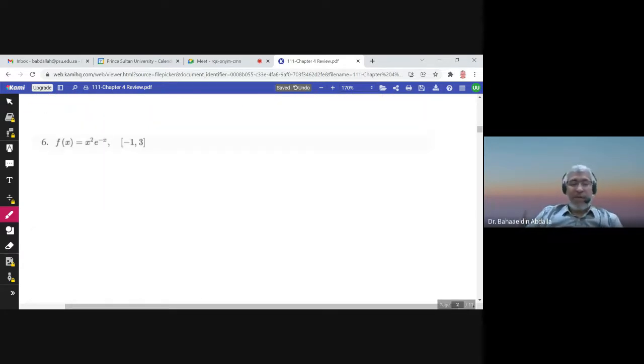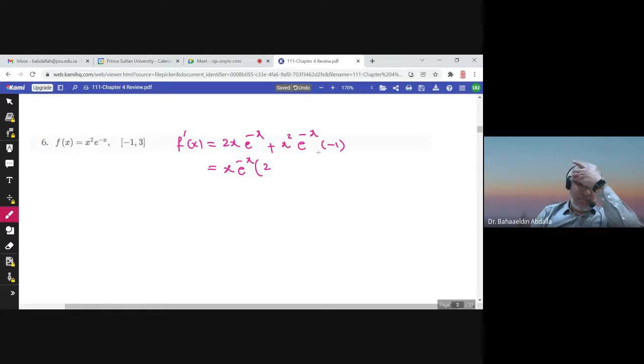Another example. Product rule. The derivative of e to the power negative x is e to the power negative x times the derivative of negative x, which is negative 1. Now I have x as a common factor, and e to the power negative x is also a common factor. So I have 2 here and here negative x.